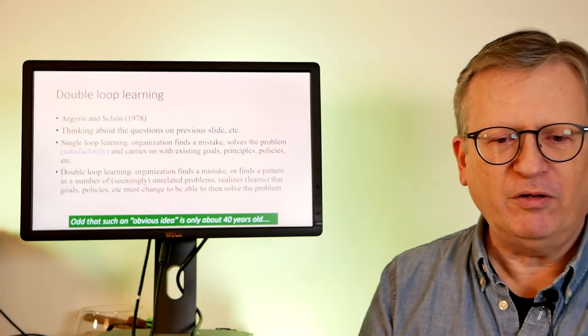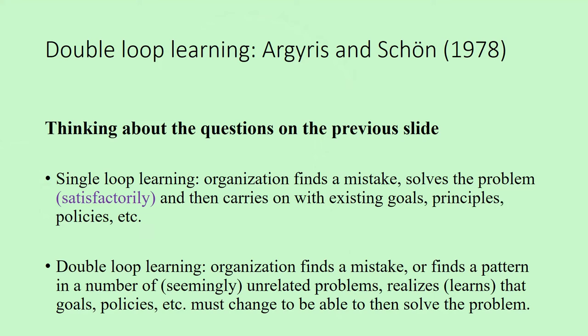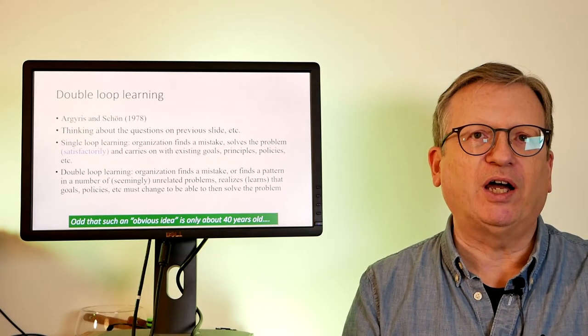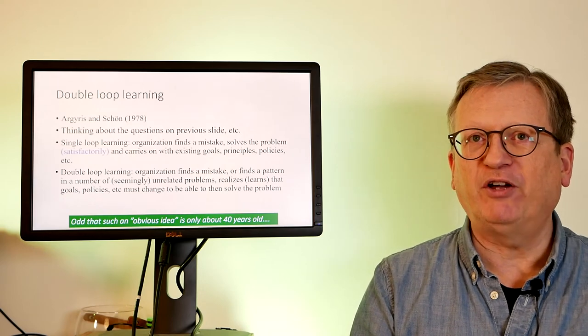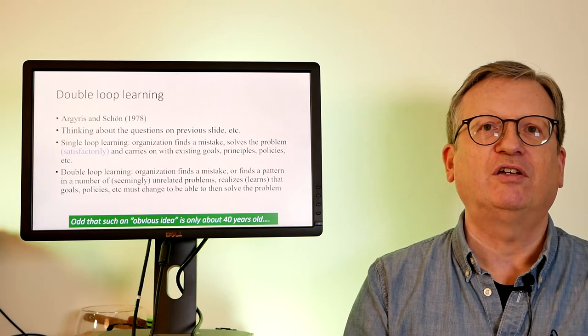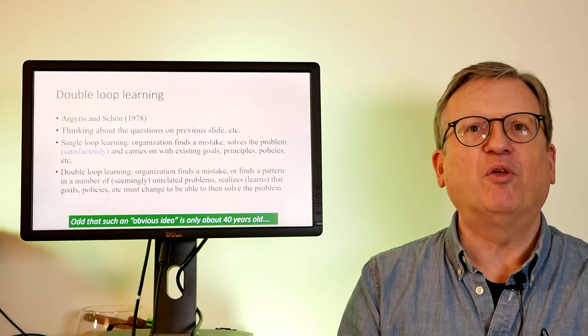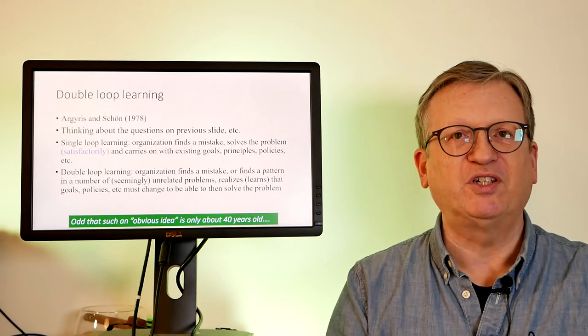When it comes to double loop learning, we find a mistake, just like before, or perhaps we become aware of a series of similar mistakes that form a pattern of some sort. The problems may seem unrelated, but on closer inspection, we realize that the problems are actually interrelated quite seriously. We then realize, or learn from this, that we might need to make some bigger changes in our organization to be successful. We might need to make changes in the way we see things, the priorities we make, how we are in turn organized for us to be successful.